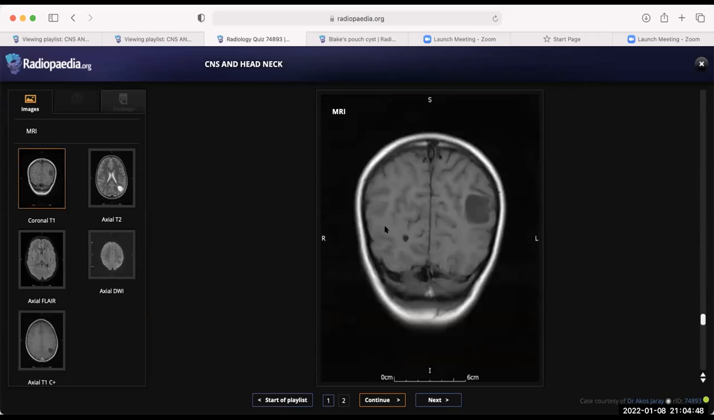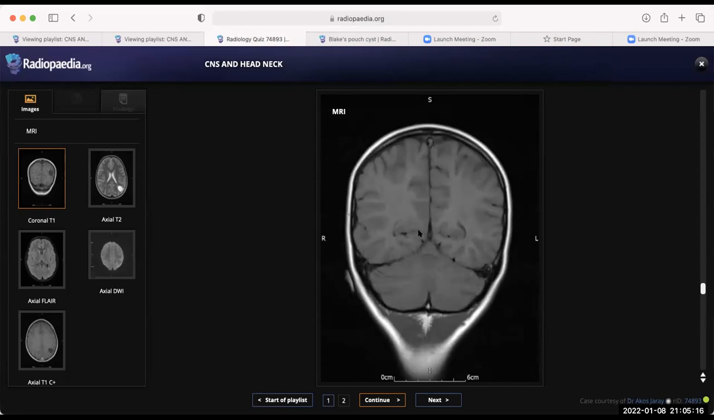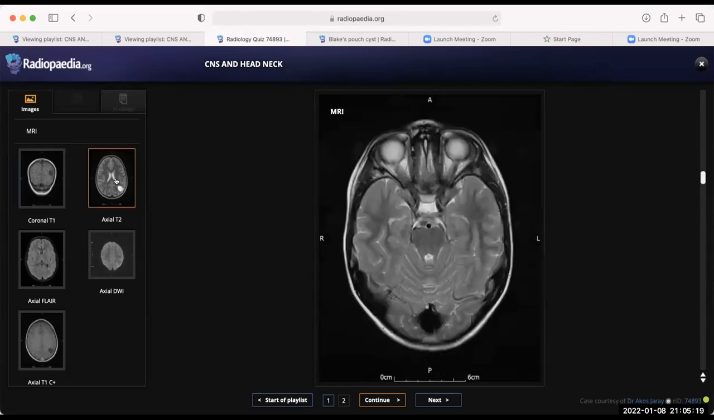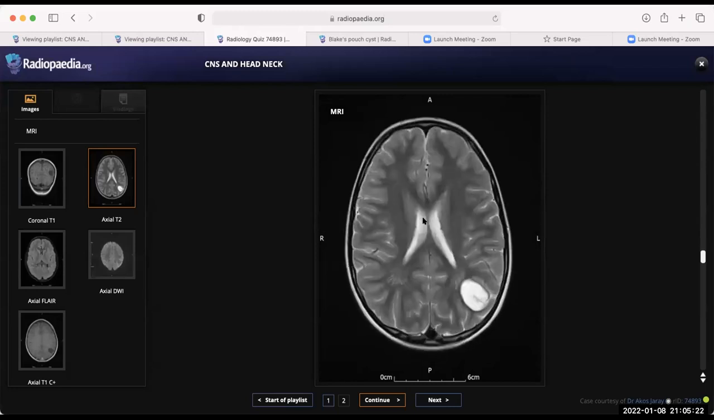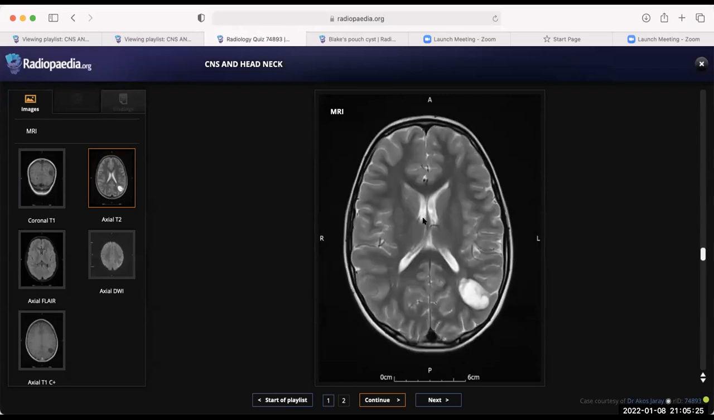Another view. So another differential would be a tumefactive demyelination. But again, the lack of enhancement and solitary nature of the lesion make it less likely. So does this patient have a history of fits? Yeah, the patient has a history of epilepsy. Okay, any old imaging? No, nothing's available.